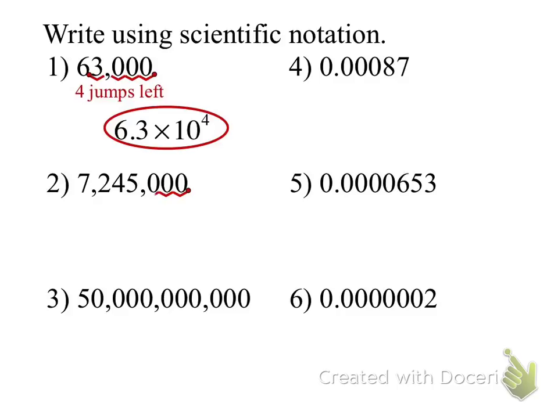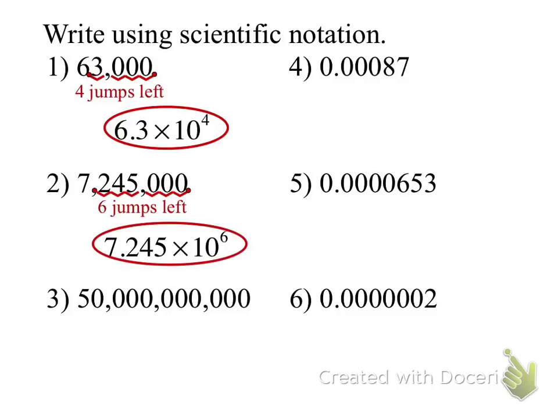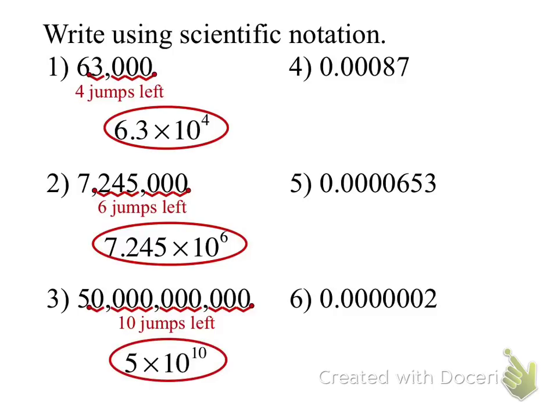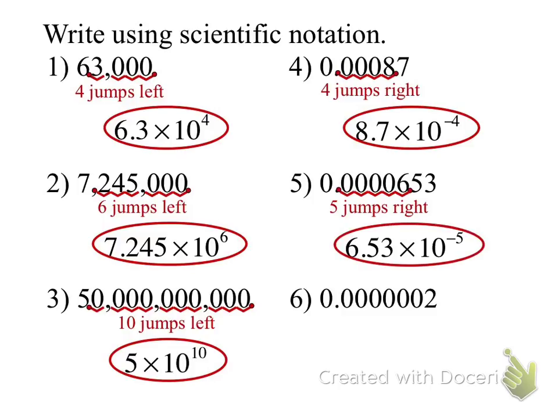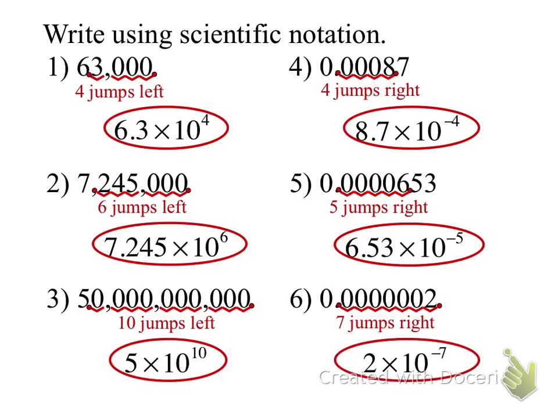So it's 6 3/10 times 10 to the 4th. 7 245 thousandths times 10 to the 6th. 5 times 10 to the 10th power. Now I'm practicing my decimals. It's 8 7/10 times 10 to the negative 4th power. 6 53/100 times 10 to the negative 5th power. And 2 times 10 to the negative 7th power.